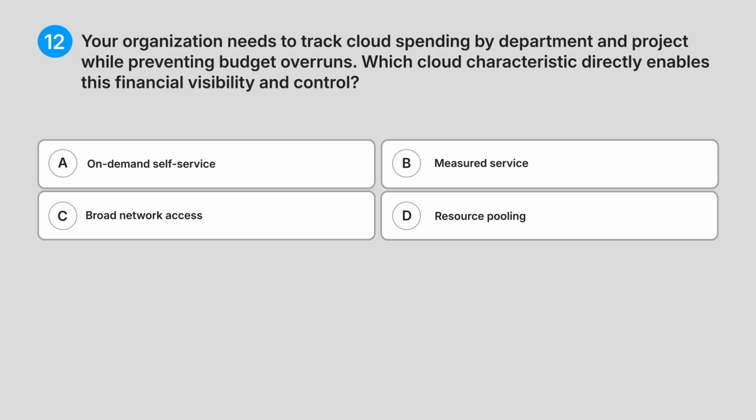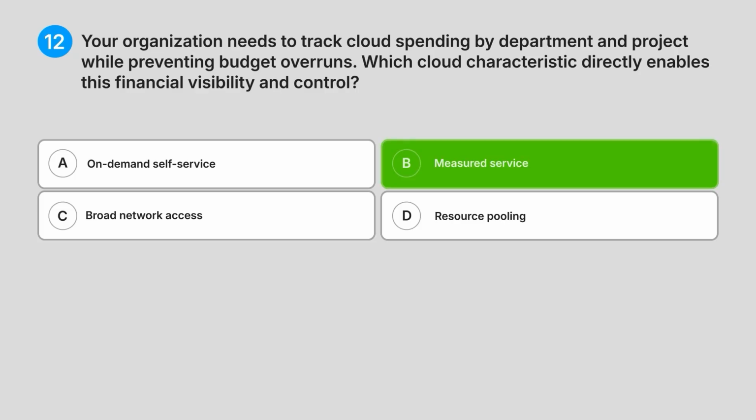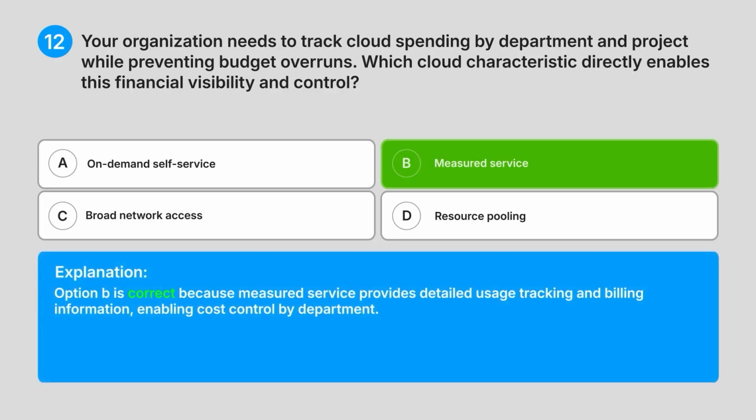Correct answer, B. Measured service. Explanation: option B is correct because measured service provides detailed usage tracking and billing information, enabling cost control by department.